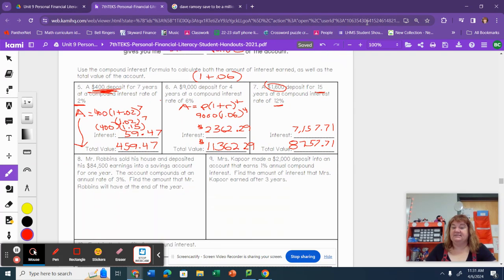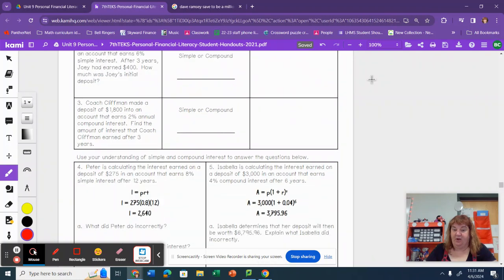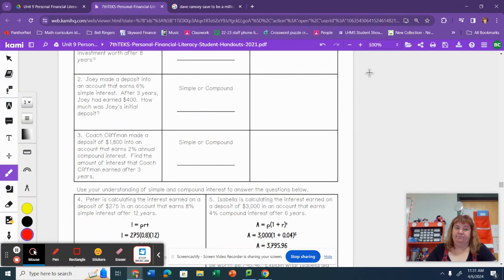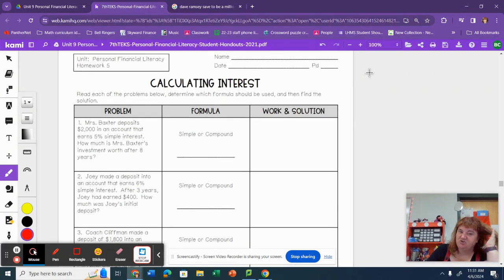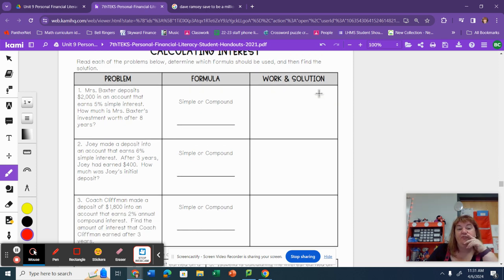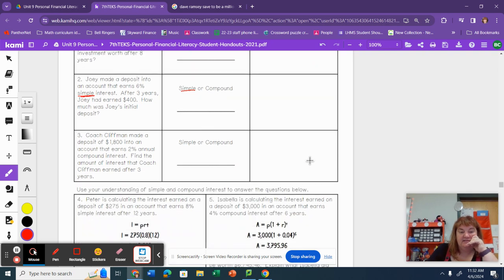Okay, now it's time for you to practice. Here is your practice. Well, first you got to look at it. And this says simple interest. So you're going to use the simple formula. This one says compound. So you're going to use the compound formula.